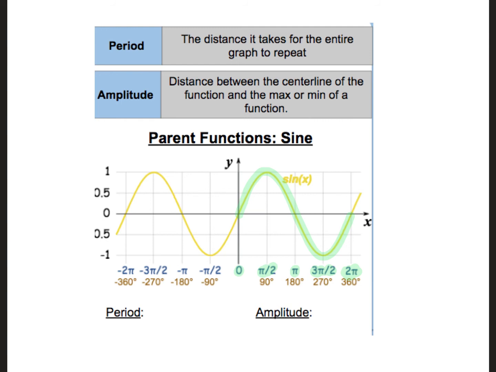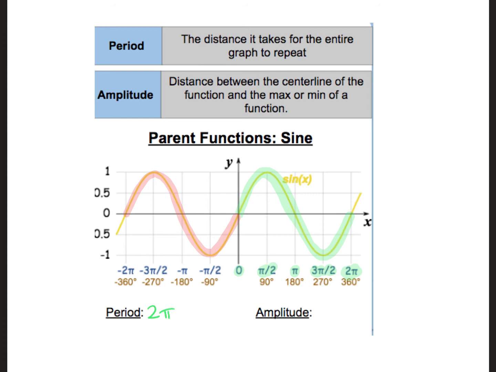So the first word we had was period. It's the distance it takes for the entire graph to repeat. So for our graph, my period is going to be 2 pi because from 0 to 2 pi, we have one full cycle of my graph. If you notice prior to that, between -2 pi and 0, you also have one entire section of our sine graph. So for this one, my period is going to be 2 pi.